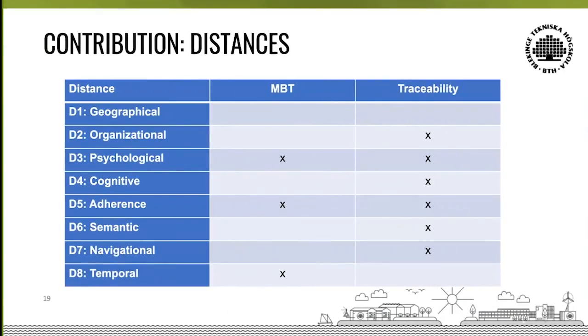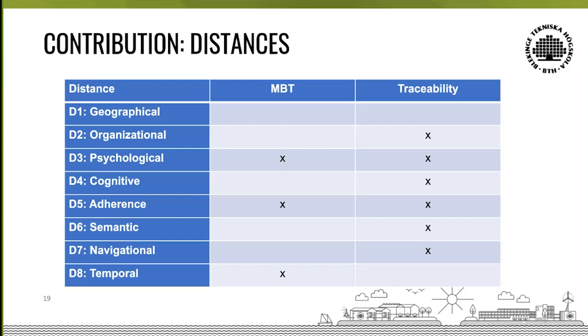Now come back to the goal, reducing the distances. Now, what distances are we trying to reduce in our approaches? So on the left side, we have the distances, and then on top we have the research areas that we were investigating, or the solution to the problem of increased distances.